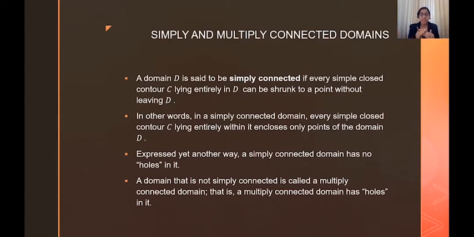Now there is another way of explaining it. In other words, in a simply connected domain, every simple closed contour lying entirely within it encloses only points of the domain D. That is, the contour is lying inside D, and inside that contour is the boundary of another region which consists only of points which are in D. It will not contain any other point which is not in D.